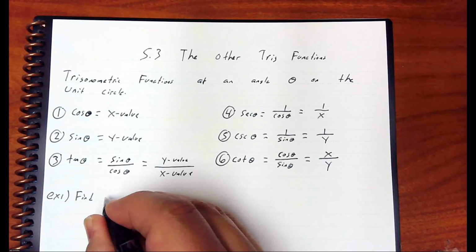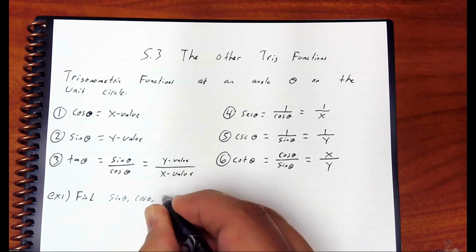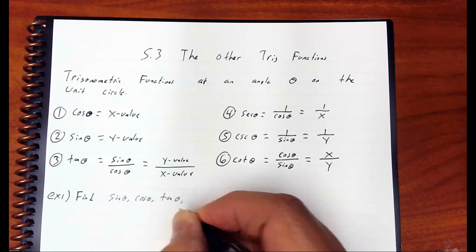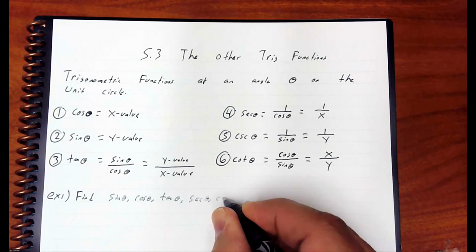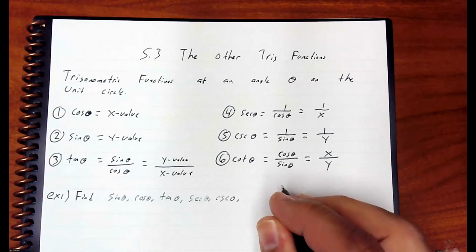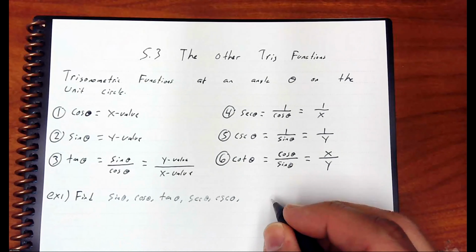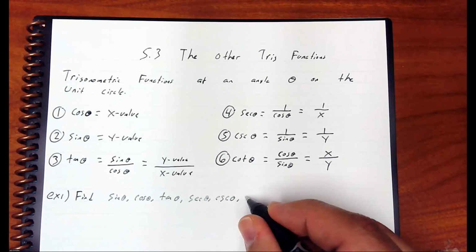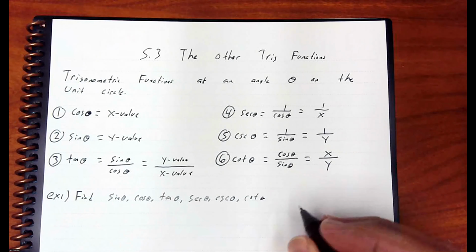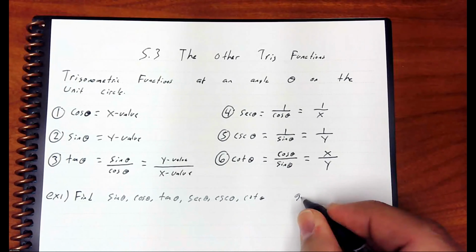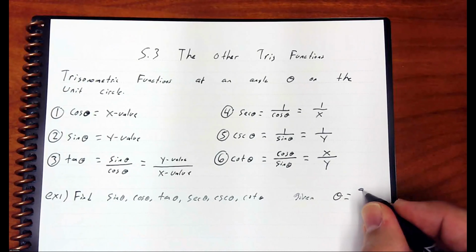So find sine theta, cosine theta, tangent theta, secant and cosecant. I guess go ahead and put cotangent. Given that theta is equal to 9 pi over 4.